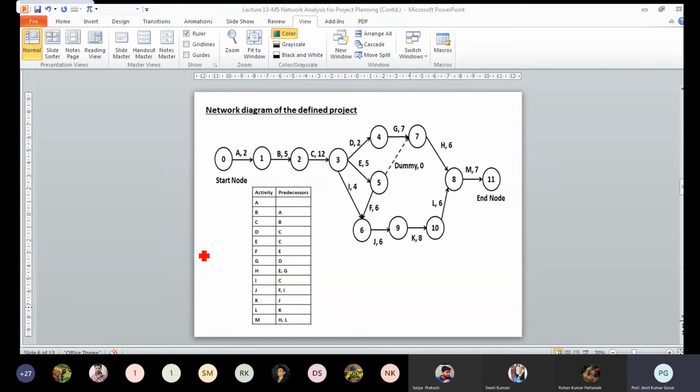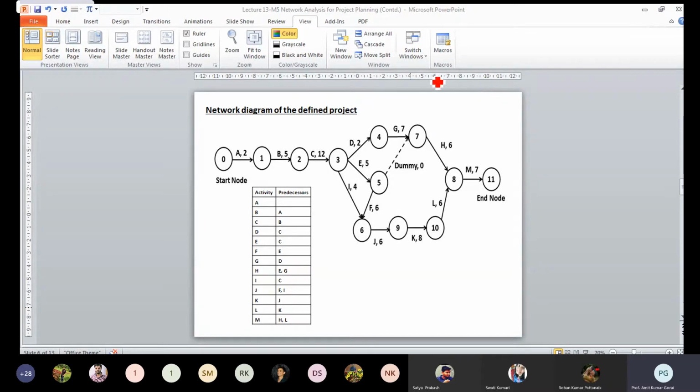Then you can see F is preceded by E. Once you complete the job E, another job will start, that is F. So you can draw the diagram that way. Similarly, D is the predecessor of G, and H is preceded by E and G. So there are two predecessors for job H.